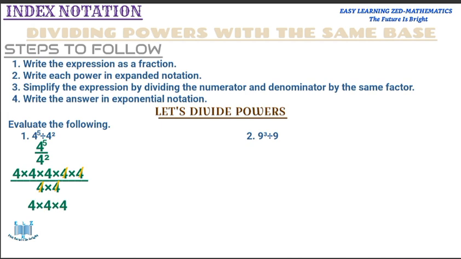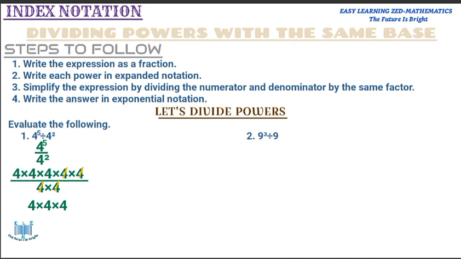Now I'm going to write what I'm remaining with. I'm remaining with 4 multiplied by 4 multiplied by 4. This is the expression I need to write in exponential notation, which is step 4, where the instruction is saying write the answer in exponential notation. I'm going to pick 4 as a base because the 4 is the one which is multiplied repeatedly.